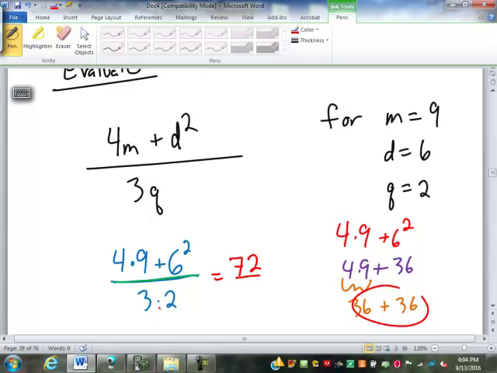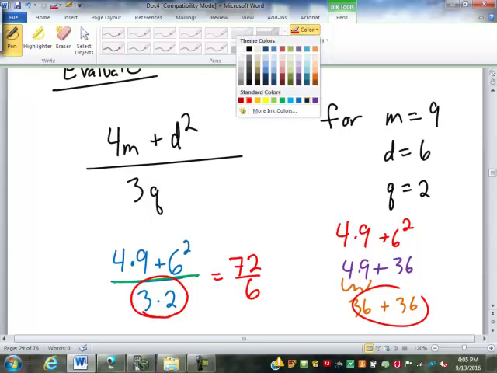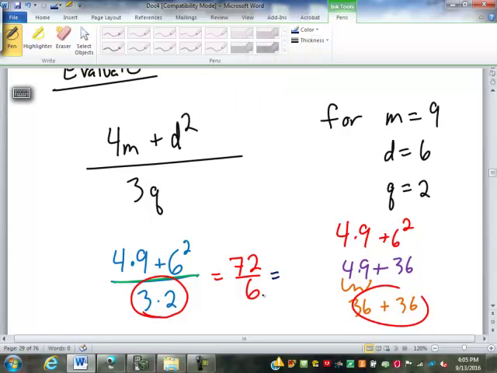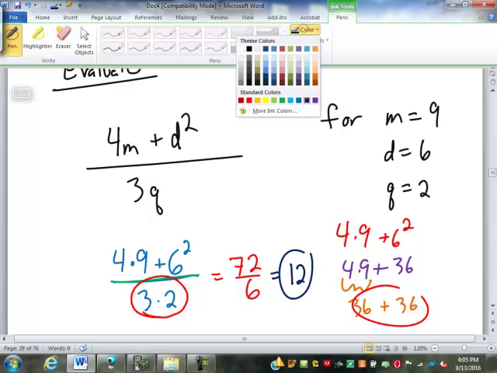What do you do on bottom? 3 times 2 is 6. And then divide them out. Perfect. 72 divided by 6 is 12. Not so bad?